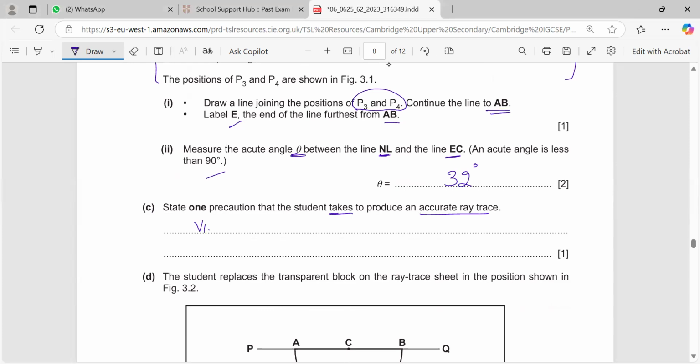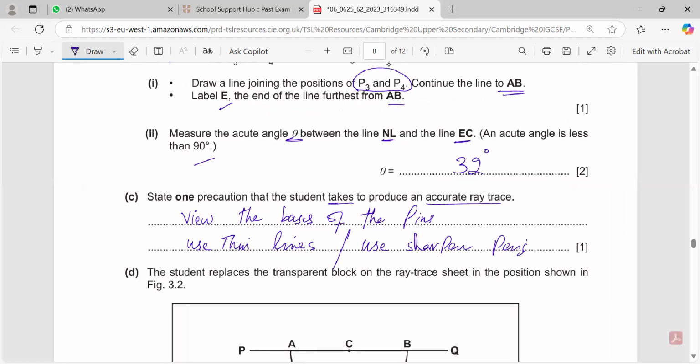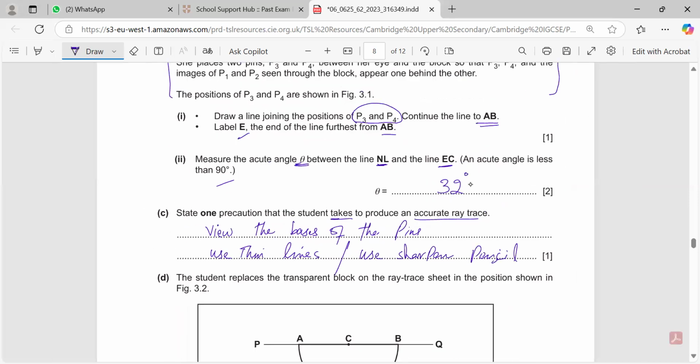There are many answers. If you check the paper 6 key points I shared with you: view the bases of the pins, view the bases of the unit, or use thin lines, even use a sharpened pencil when you are drawing the lines. Using a sharpened pencil will also be workable.